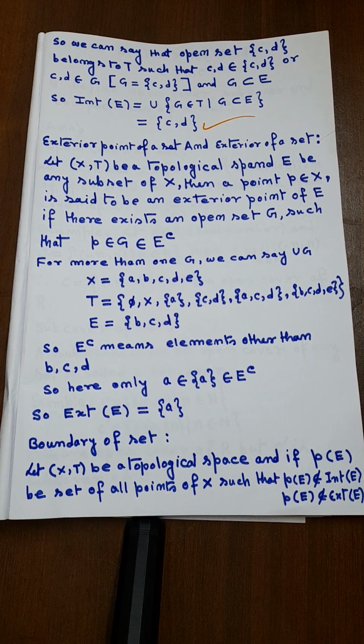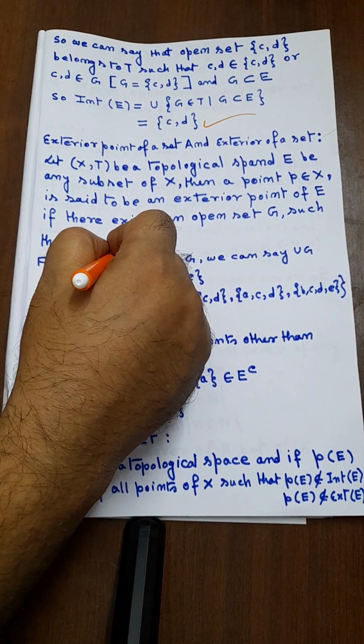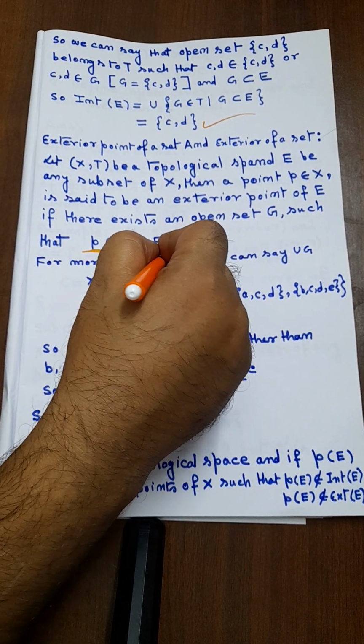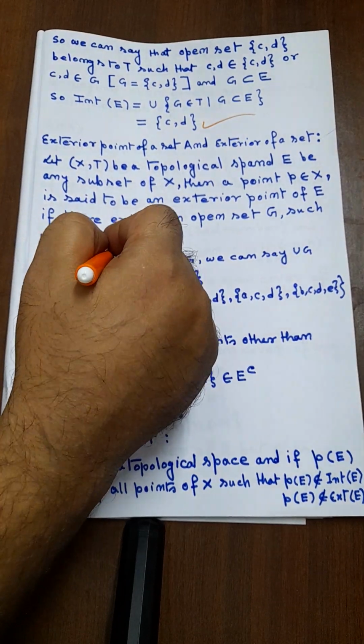Now what is the exterior point of a set, and the exterior of a set? Let (X, T) be a topological space, and E be any subset of X. Then a point P belonging to X is said to be an exterior point of E if there exists an open set G such that P belongs to G, which is contained in the complement of E. P belongs to G, so this set should contain that point.